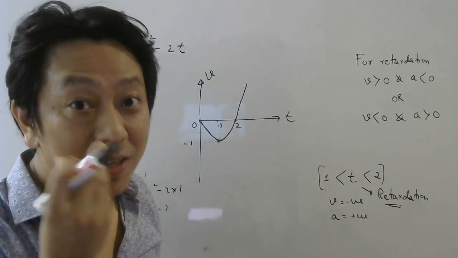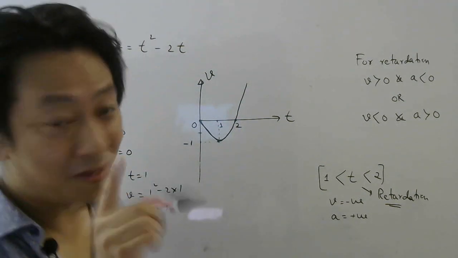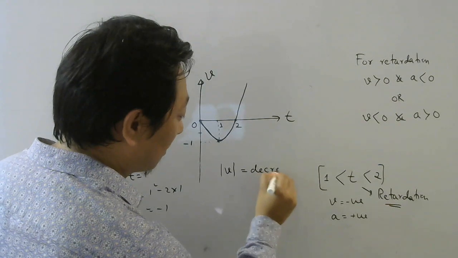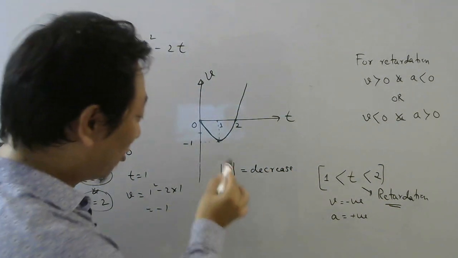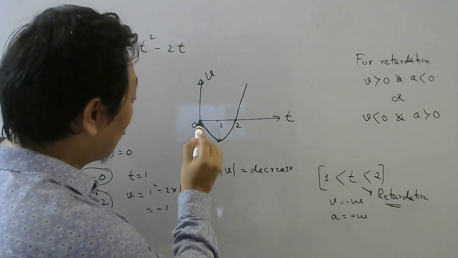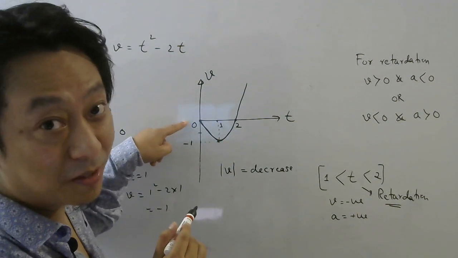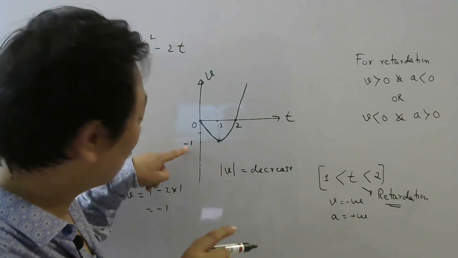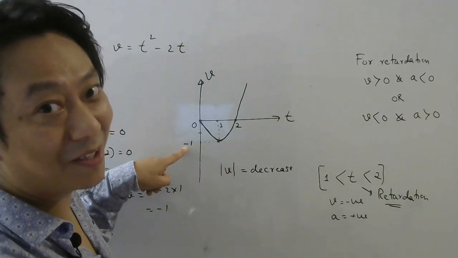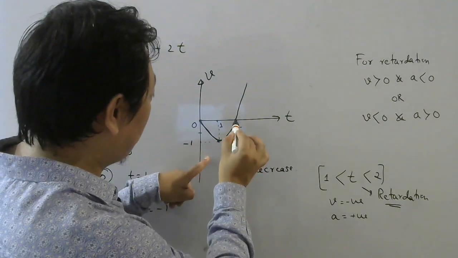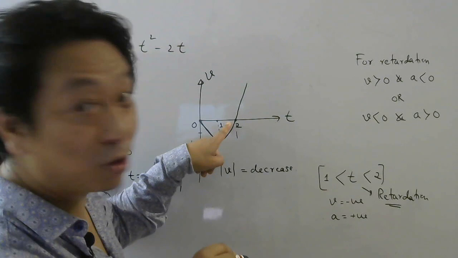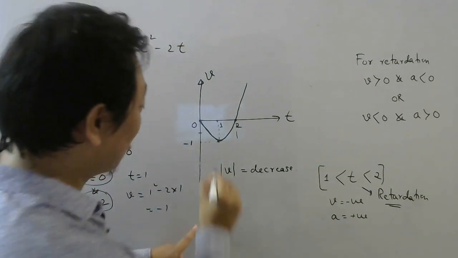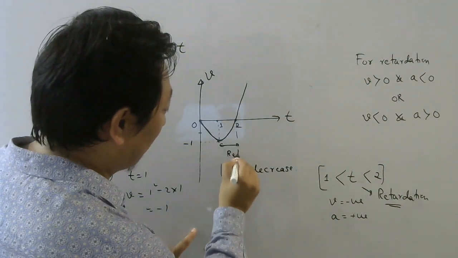Now, when is a body said to be retarding? When its speed decreases. And speed, remember, is modulus of velocity. So this should decrease. Let's check in which interval the modulus of velocity is decreasing. From 0 to 1, the modulus of velocity is going from 0 to 1, remember, minus 1 if you take modulus is 1. So it is moving faster. But from 1 to 2, it is going from 1 meter per second to 0 meter per second, which means your speed is decreasing. So in this interval, you are retarding.